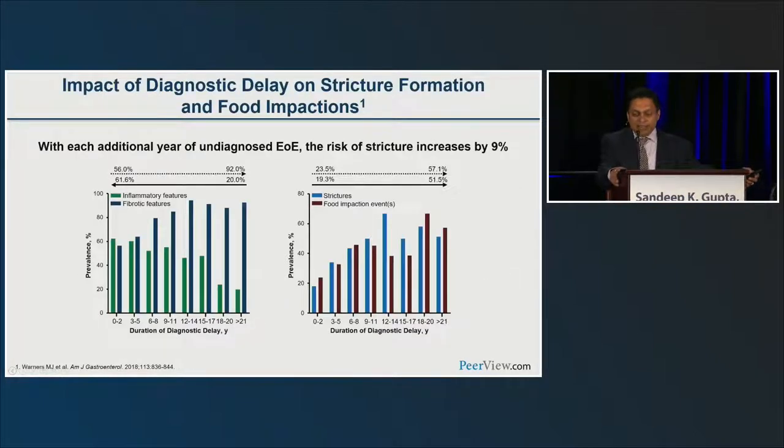This is a nice graphic. Green on the left is inflammatory changes, and it goes down over time with diagnostic delay, while the fibrotic features increase over time with diagnostic delay. And that mirrors what is seen on the right side, where food impactions and strictures increase over time because fibrotic features are increasing over time.